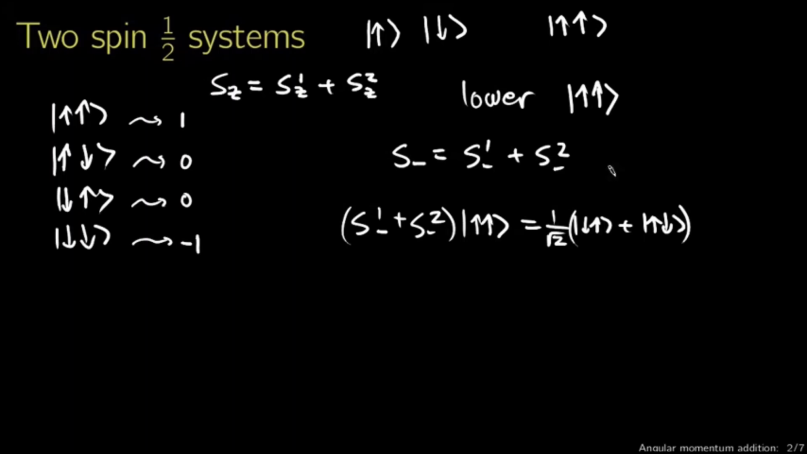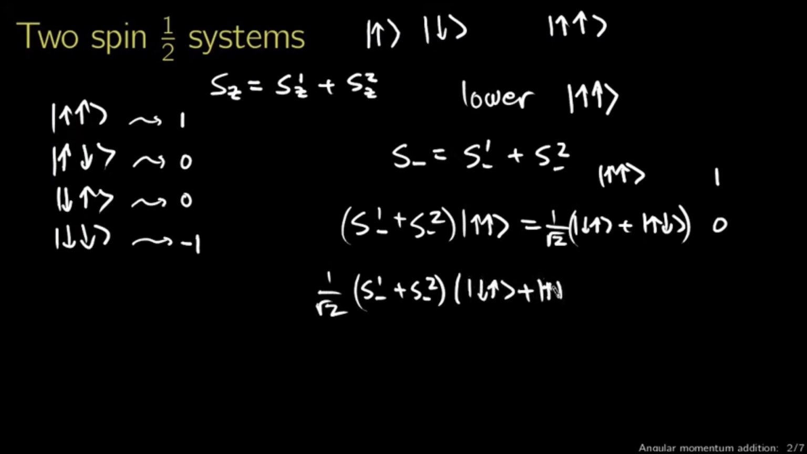So if I have up up with total z component of angular momentum 1, and if I have these down up states, which I know have z component of angular momentum 0, what happens if I act my combined lowering operator on this state? Can I lower it once again and get minus 1? Indeed I can. If you think about what s minus 1 plus s minus 2, our combined lowering operator, acting on, I'll pull the 1 over root 2 out front, down up plus up down.